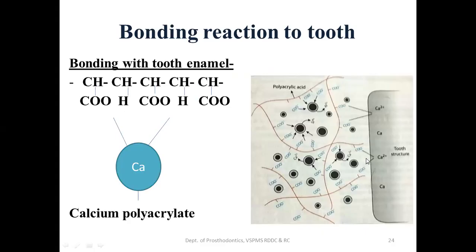As you remember, we have seen in the images that the free carboxylic groups are present in the setting reaction. So these free carboxylic groups are responsible for the chemical bonding with the tooth enamel and the dentin. Now, as you see in this image, the free carboxylic group binds with the calcium which is present in the enamel, as the inorganic component of the enamel is more as compared to the dentin. The bonding occurs stronger in the enamel as compared to the dentin. So there is a formation of polyacrylate by combining the carboxylic group with the calcium ions of the enamel.